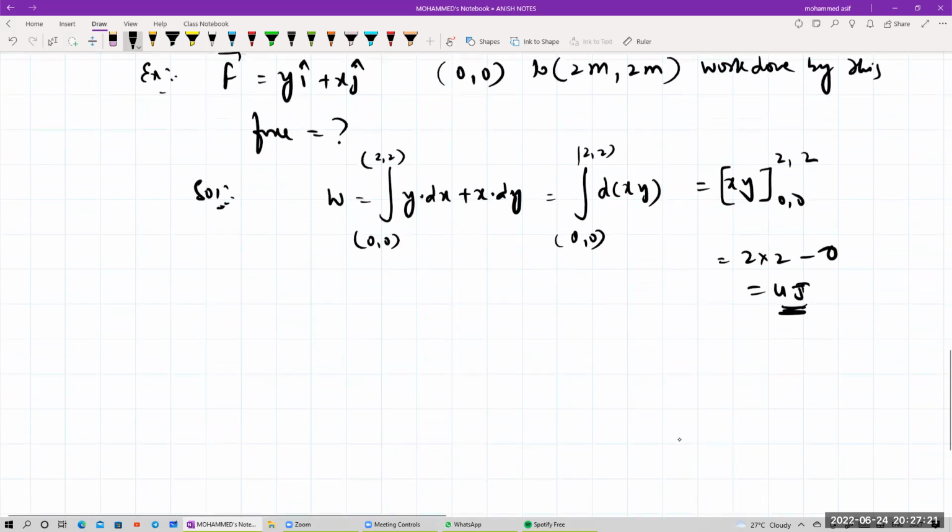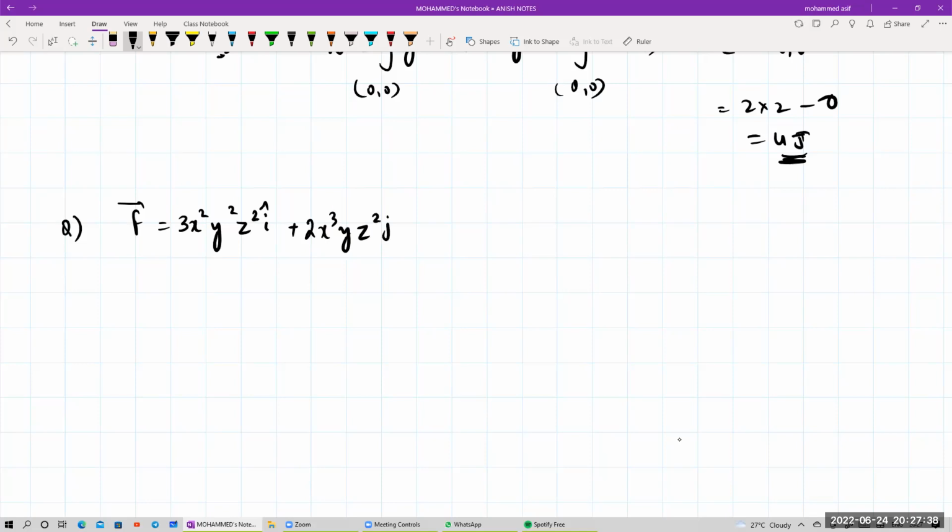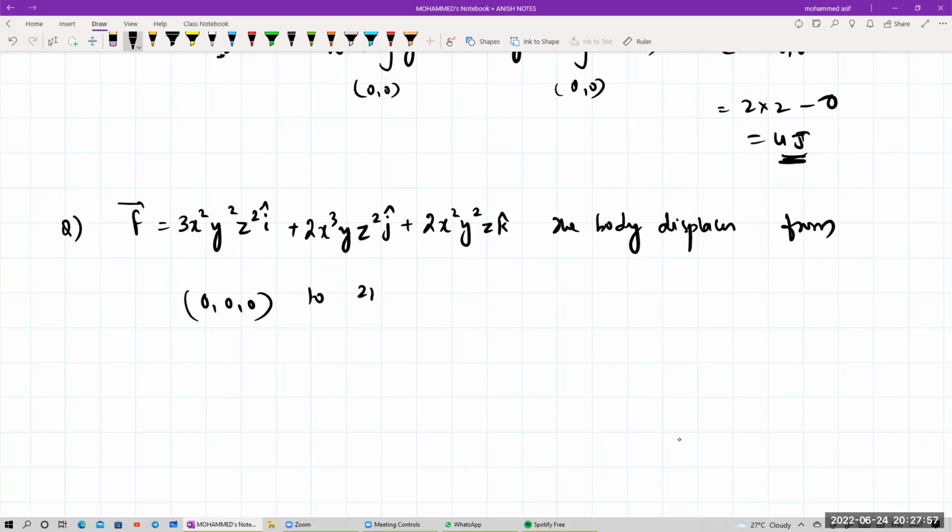Clear? Now tell me the answer for this one. Let me see how far you can do it. If I give you the force F bar equal to 3x square y square z square i cap plus 2x cube y z square j cap plus 2x square y square z k cap, and the body is displaced from 0, 0, 0 to 2 meter, 2 meter, 2 meter.